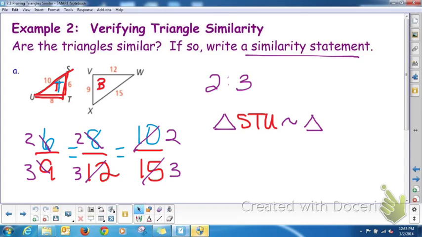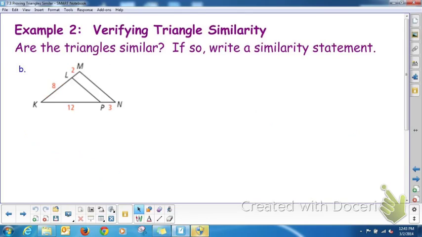Now I'm going to do the same thing here. I'm going to go small, medium, large. So I know I have to begin here at X, because I'm going to go small, X to V, medium, V to W, then along the large. So I'm going to call this XVW. So because I know that these two triangles are similar, now I also know that means angle S is congruent to angle X, angle T is congruent to angle V, angle U is congruent to angle W.